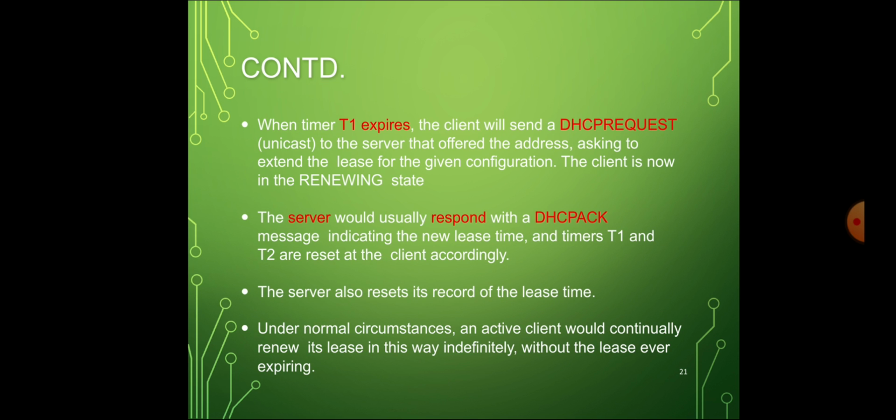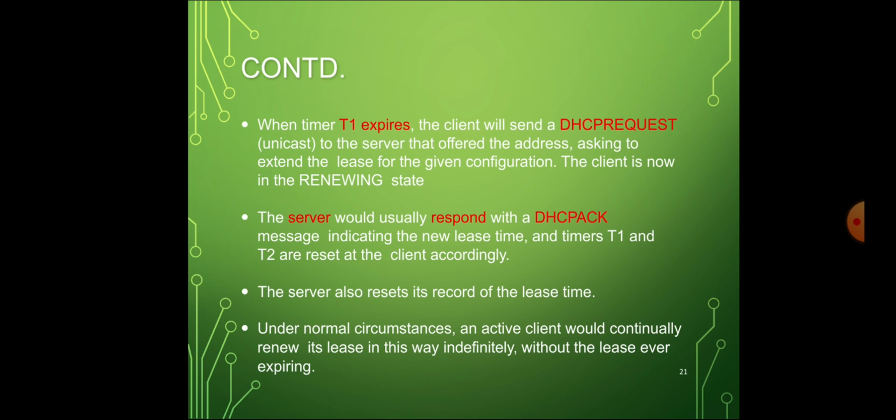But what happens when T1 expires? I will explain again. When T1 expires, meaning 50% of the lease is over, the client sends a DHCP request to the server that offered the address, asking to extend the lease for the given configuration. Suppose you want to extend the lease, then the client sends the DHCP request at 50% of the lease, saying I want to extend this lease.